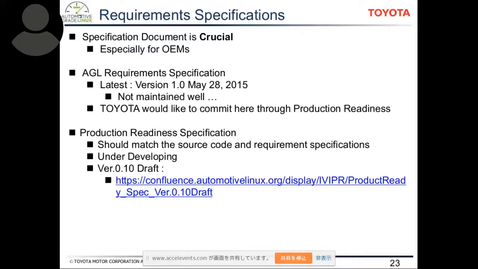Also, our approach of production readiness is code fast, but it doesn't mean documents are not important. We think specification document is very, very important, especially for OEMs. But the first version of AGL requirements specification was released in 2015 and not updated. And there are gaps between this spec and current source code. Then we'd like to keep on contributing the specification document through this production readiness activity. But in the short term, the specification for production readiness is also under development.